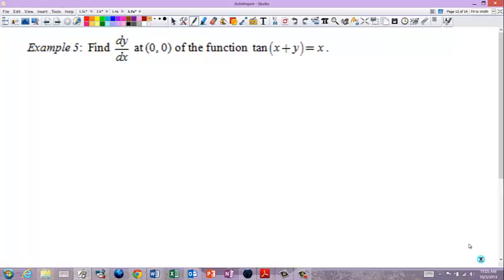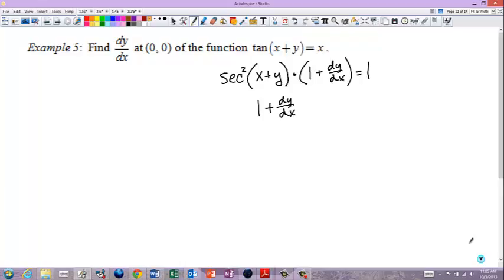Okay, find dy/dx at 0, 0 of the function tan of x plus y equals x. Tricky. Alright, derivative of tan. Chain rule. Secant squared. Leave the inside alone, times the derivative of the inside. The derivative of the inside is, derivative of x is 1 plus dy/dx equals 1. Ooh, tricky one. I'm solving for dy/dx, so I have to divide this whole thing. So I got 1 plus dy/dx equals 1 over secant squared of x plus y.